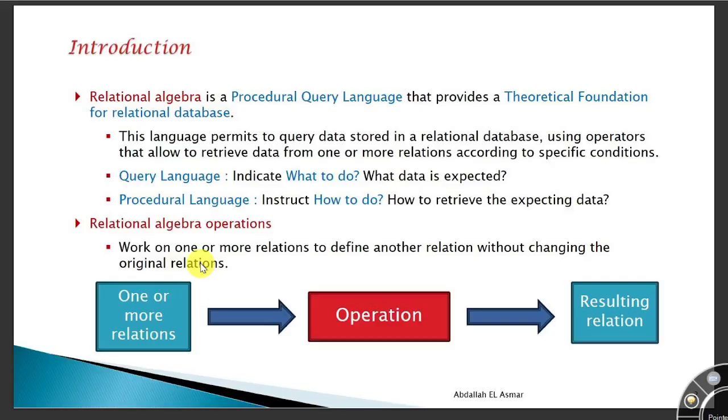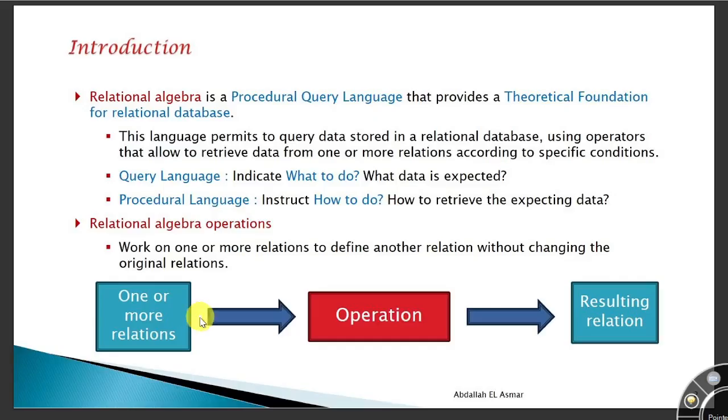Or we may join two tables. For example, table 1 consists of 3 columns and table 2 consists of 4 columns. When we join, the new table will have the sum of these two tables. If the first has 3 columns and the second has 4, the new relation from the join will consist of 3 plus 4, 7 columns. So this is a new relation. This is a new table. So relational algebra works on one or more relations.